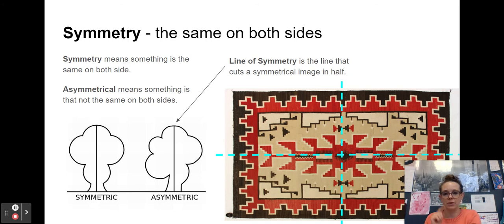And the line of symmetry is the line that cuts a symmetrical image in half. So you can see on this tree, the line of symmetry goes down and cuts it exactly in half. On this asymmetric tree, it is not the same on both sides, but it still has a line of symmetry. Here's an example of a line of symmetry that cuts this rug in half this way, and then it also cuts the rug in half this way.